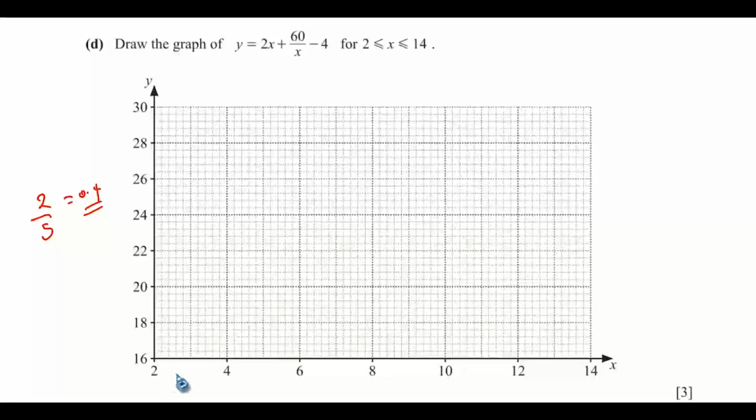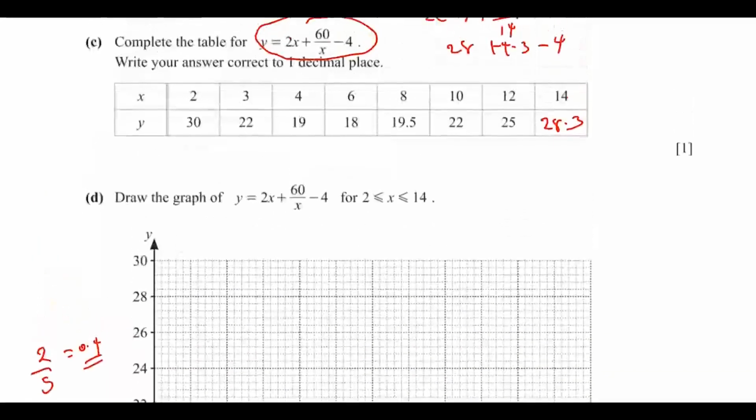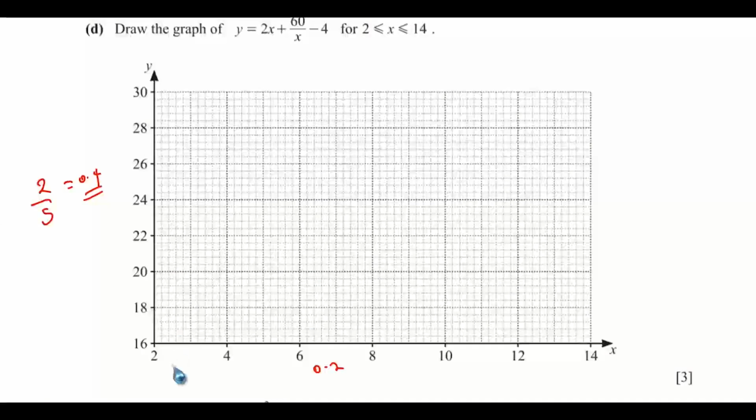Here we have 2 to 4, the gap is also 2, and we have 10 lines. So the value of a line along the x-axis is 0.2. That will always help you. Now we want to plot 2 against 30, so x equals 2 is here, then y equals 30. This is 28, so 30 is here. So we have 2 to 30, so this will be a point here, 2 against 30.